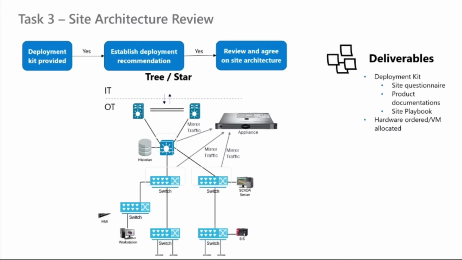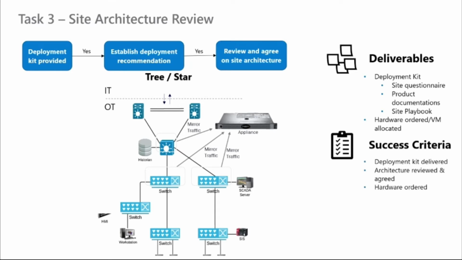Now, when looking at the deliverables, we see a deployment kit, which is a sort of questionnaire that is shared with the customer, and the customer gives it back to us full with all the answers to the relevant questions, in terms of where the assets are, what kind of assets there are, what kind of switches, etc., and what kind of playbooks are in use in order to address the alerts and events and to make the site secure. And also to deliver out of it a list of what kind of hardware or VM is required in order to support the deployment. The success criteria, of course, is a deployment kit which is available to us, and we have reviewed the architecture and made our recommendations.